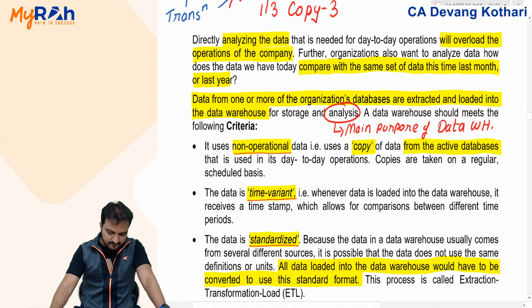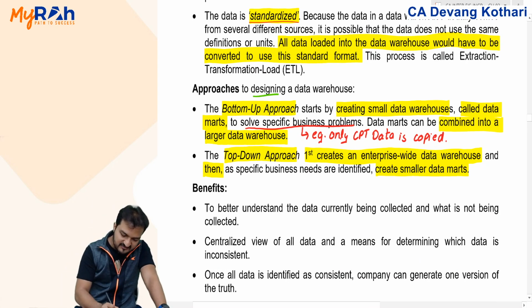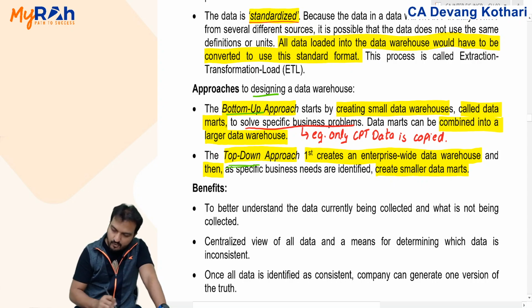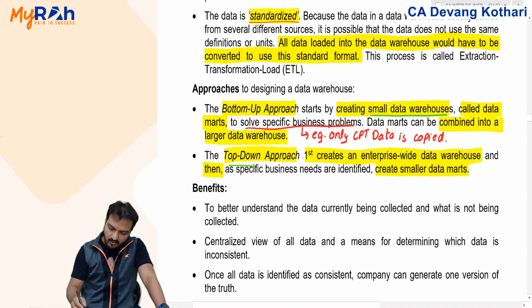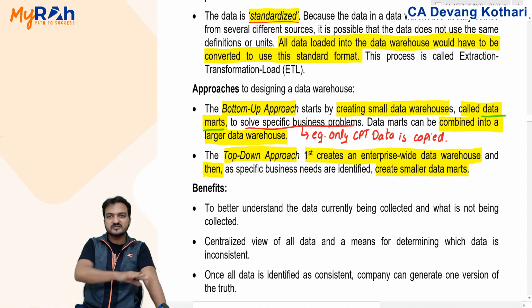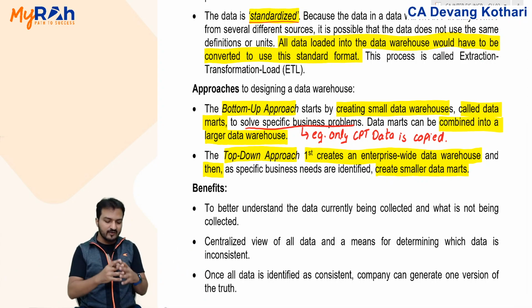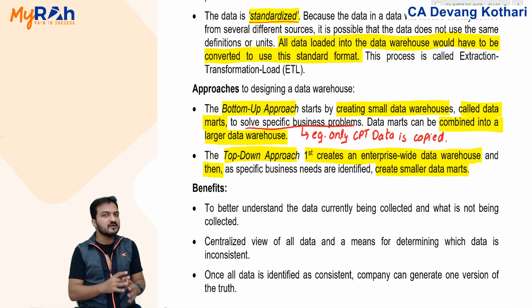Now, there are two approaches in designing the data warehouse: the bottom up approach and the top down approach. The bottom up approach says that you first start by creating small data warehouses. These small warehouses are called data marts. Once these multiple small warehouses are created, they are combined into one single structure, and then it becomes a data warehouse.